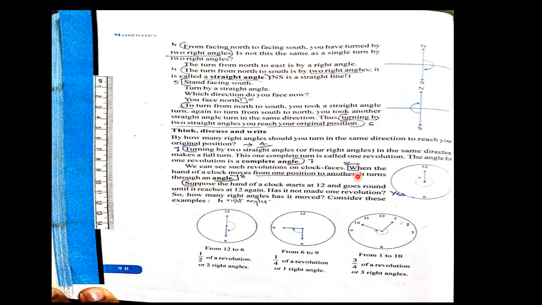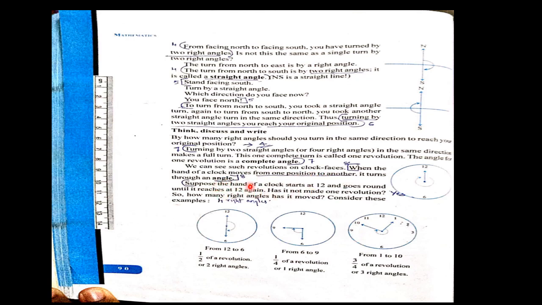So let us move to another point. When the hand of a clock moves from one position to another, it turns through an angle. You know, the hands of a clock are moving continuously, whether it is the hour hand, minute hand, second hand, whatever may be. When the hand moves, each moment it is making an angle. When it moves from one point to another point, it is moving through an angle.